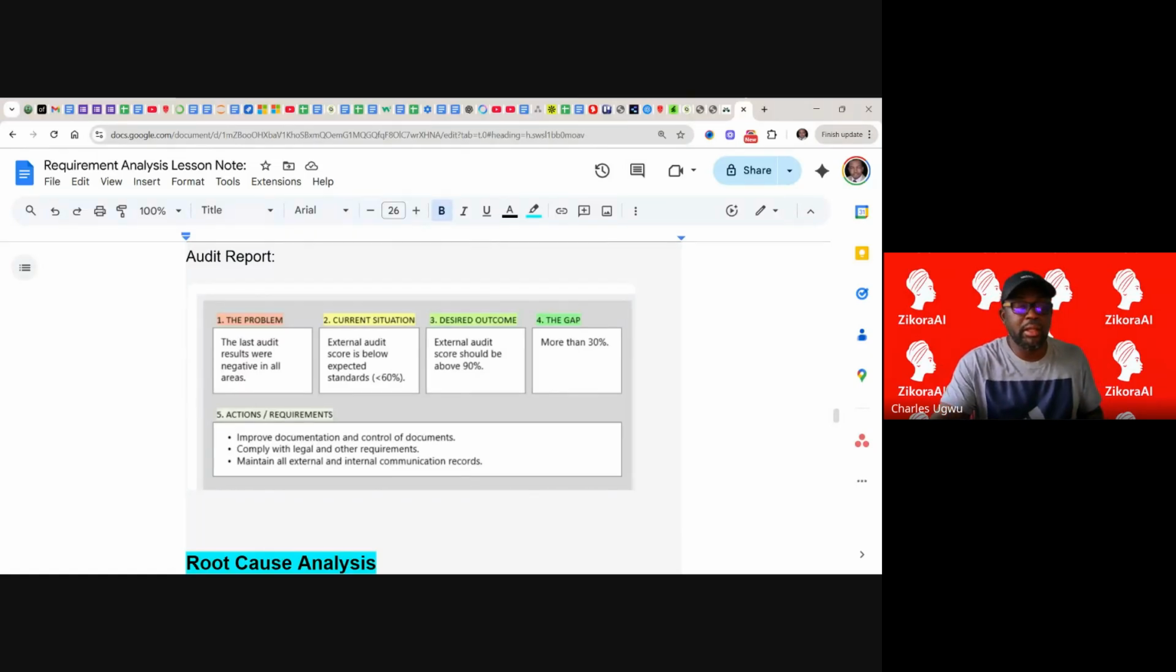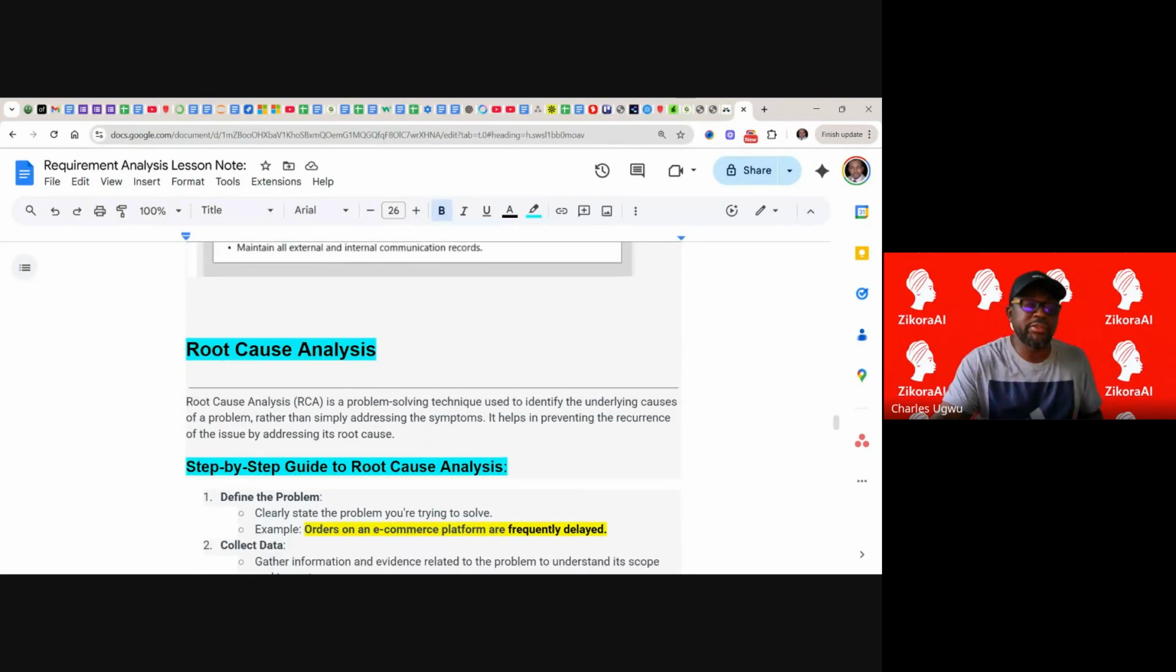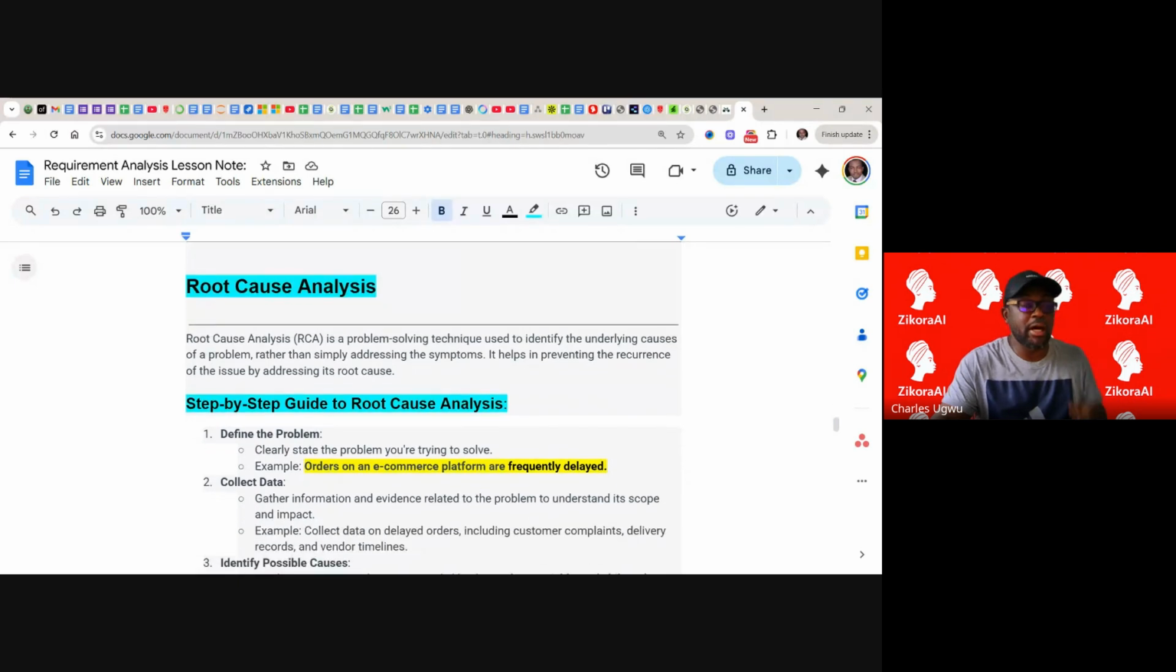Okay, let's look at root cause analysis. We're talking about gap analysis. Root cause analysis is a problem-solving technique used to identify underlying causes of a problem. Rather than simply addressing the symptoms, it helps in preventing the reoccurrence of the issue by addressing the root cause. Root cause.